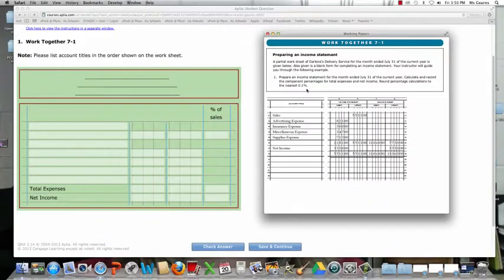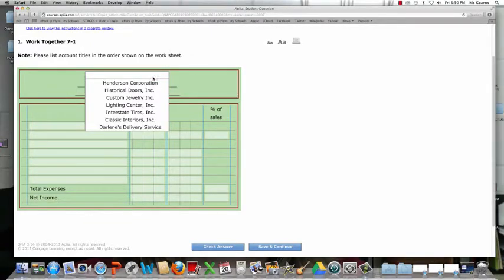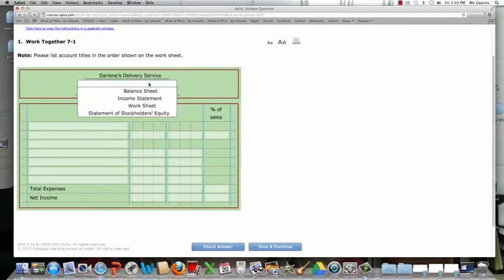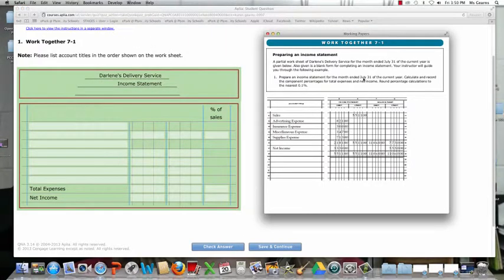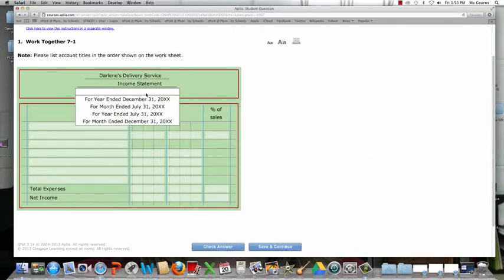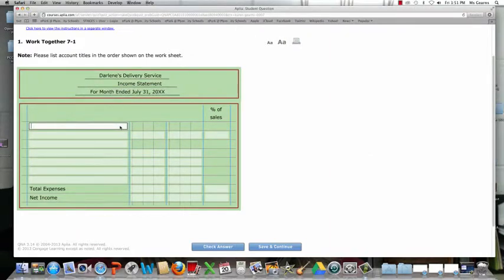All right, so an income statement is a record of our revenue for a fiscal period and our expenses for the fiscal period, and also our net income or net loss. The first thing that we need to do is put the heading at the top. So this is Darlene's delivery service. It is an income statement, and the fiscal period is July 31st. So we're going to put for month ended July 31st. And our first field here is just the title revenue.